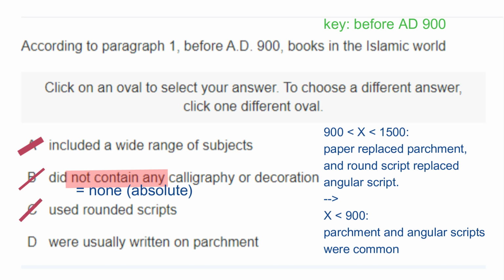C, used rounded scripts, which is false. D, were usually written on parchment. D is correct. So the answer is D.